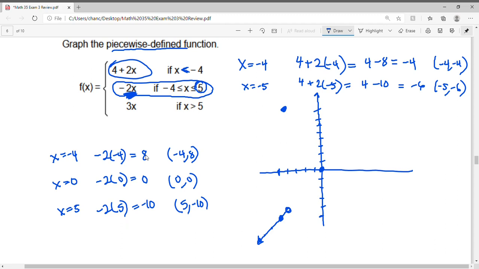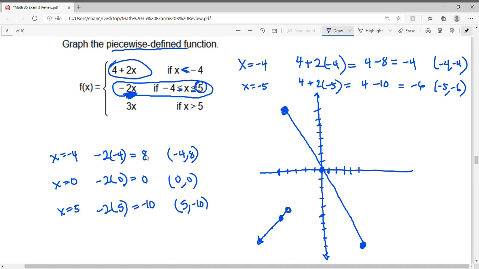Now this has to be a closed circle because of these less than or equal symbols. So let's plot the 5, -10 ordered pair, and that should be a closed circle. This is the point 5, -10, and it is a closed circle. So let's make sure we connect these lines together, and they both should have closed circles at the endpoints.